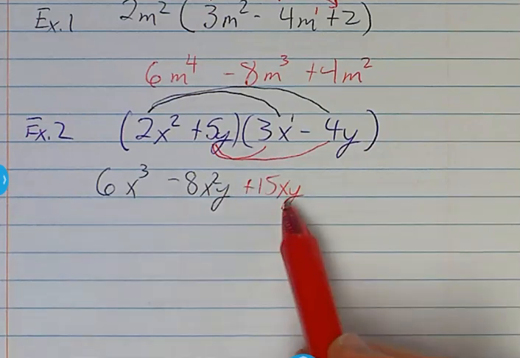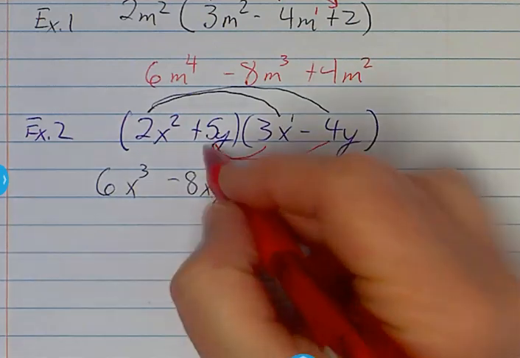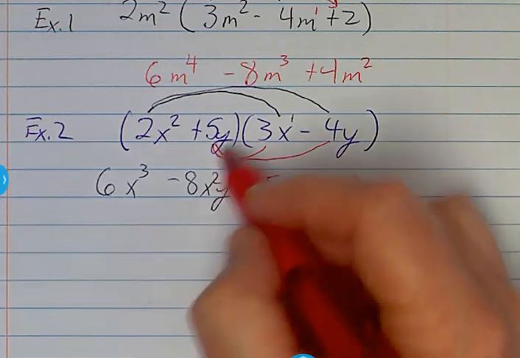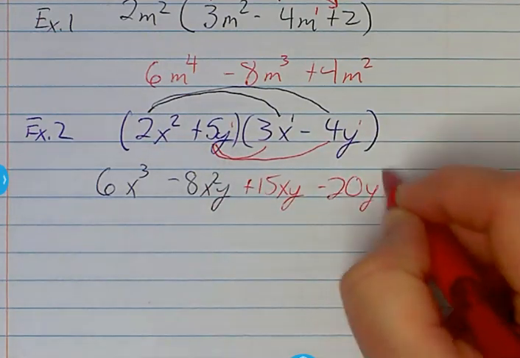And again, whether you put x first or y first, it doesn't matter. Most times people just put it in alphabetical order. So if you've got a and b, most people put a first. There's no really right or wrong way when you're doing those. 5 times 4 is negative 20. And then y to the 1st times y to the 1st, so you've got 2 y's. So it'll be y squared.